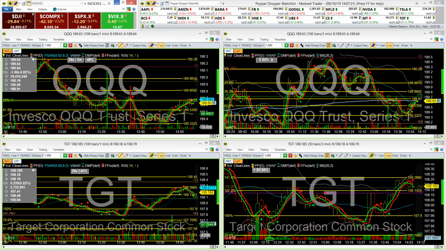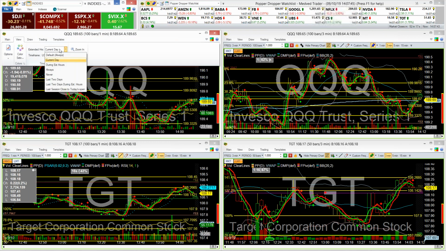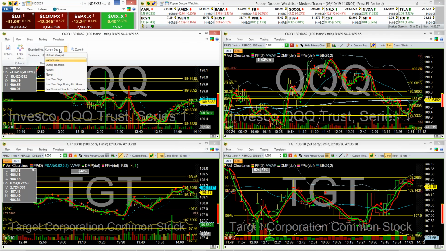One of the really cool things that I love about using this platform is that each chart will allow me to select if I want to use extended hours data for the current day only, in other words, just this morning's pre-market, if I want to use the after hours in the current day, if I want to use all data, which means all pre and post market and regular session, or if I set it to never, if I only want to use regular session.